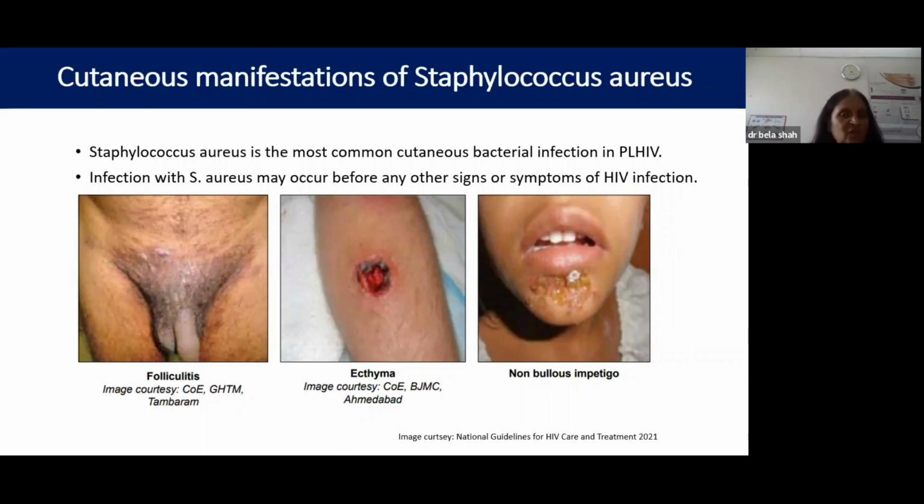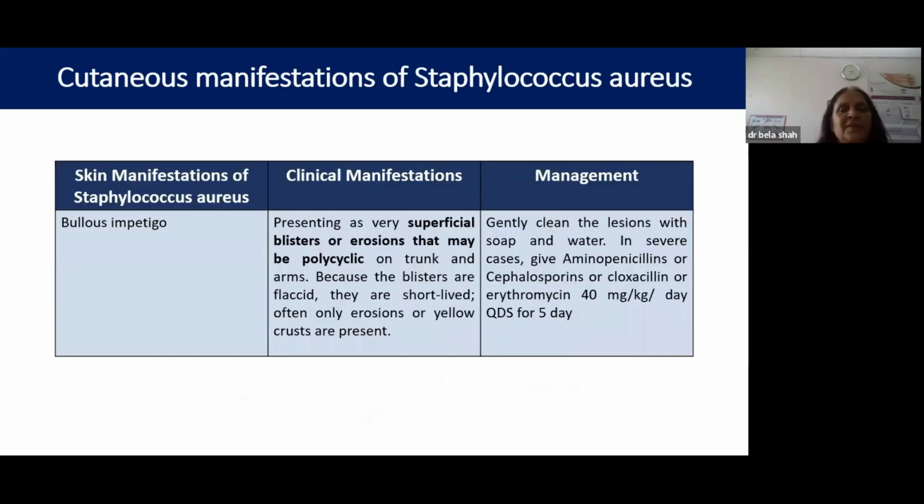The other picture shows a child who developed a honey-colored crust just below his lower lip. This is very characteristic of impetigo contagiosa, and again it is very commonly caused by Staph aureus. Rarely it can also occur because of streptococci. So these are the various manifestations of bacterial infections, and we can even have development of abscess or boil.